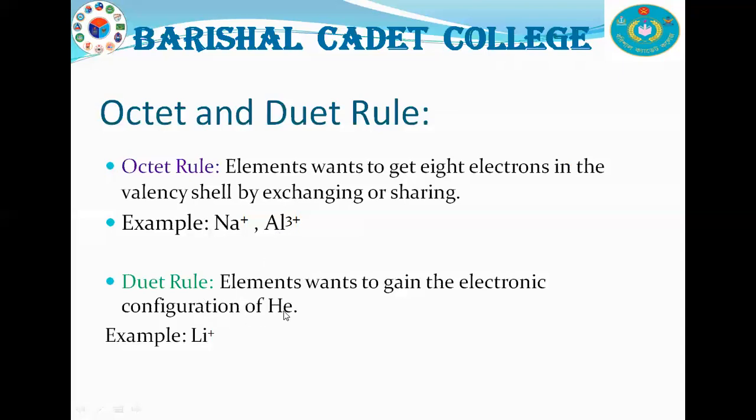Duet: it gains the electronic configuration of helium and the outermost energy level contains 2 electrons, 1s2. Here, lithium ion. It releases an electron and gains the electronic configuration of 1s2, with 2 electrons in the outermost energy level, and it gains its stability.